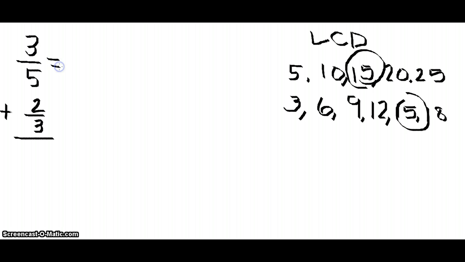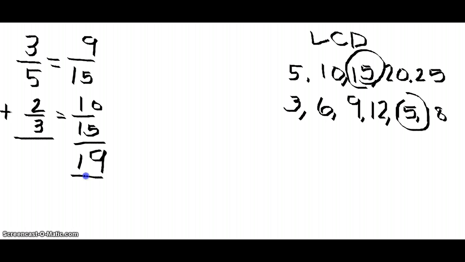So I come over and make my equivalent fractions. 15 for the denominator. 15 for the denominator on 2/3. 15 divided by 5 is 3. 3 times 3 is 9. 15 divided by 3 is 5. 5 times 2 is 10. Now that I have a common denominator, I can add my numerators. 9 plus 10 is 19 over my 15.